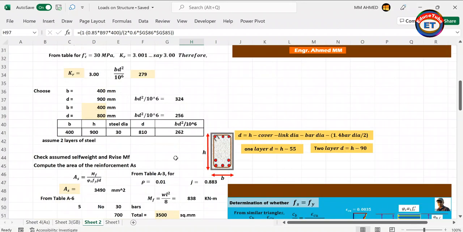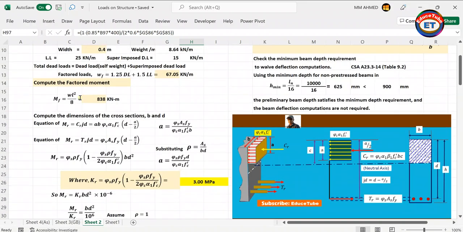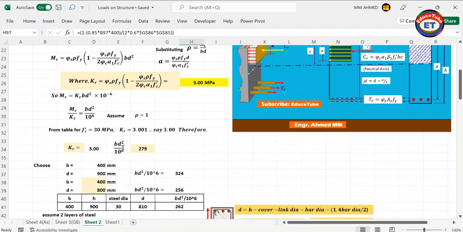Now we are coming back to our previous positions. Okay. So rho equal to 1, f prime c 30. Already I showed you we got 3.001. Say it is 3. So quickly I can write Kr equal to 3. Already putting all the parameters value, we also got 3. So here, one important thing is bd square by 10 to the power 6 equal to 279. How it comes? Mr by Kr. You know Mr, we have to use now Mf value 838 divided by this 3. So we get this bd square by 10 to the power 6, 279.